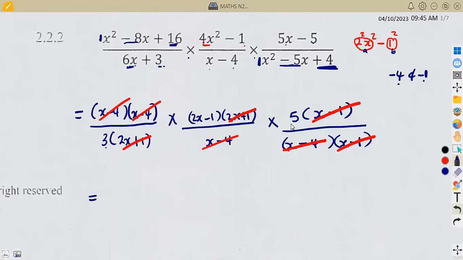So on the numerator, we remain with 5 and 2x minus 1. So it is going to be 5 into 2x minus 1. In the denominator, we just remain with 3. So this is going to be over 3. All right, so that was going to be your final answer in this case. There's nothing that you can do here. You can't add, you can't simplify anything, you can't divide or do anything. So you're supposed to leave your answer like that.